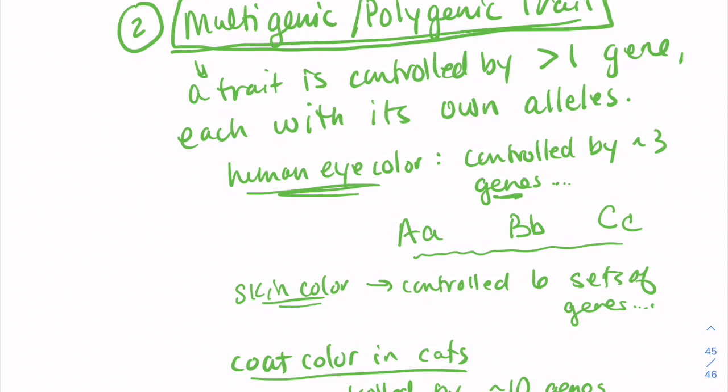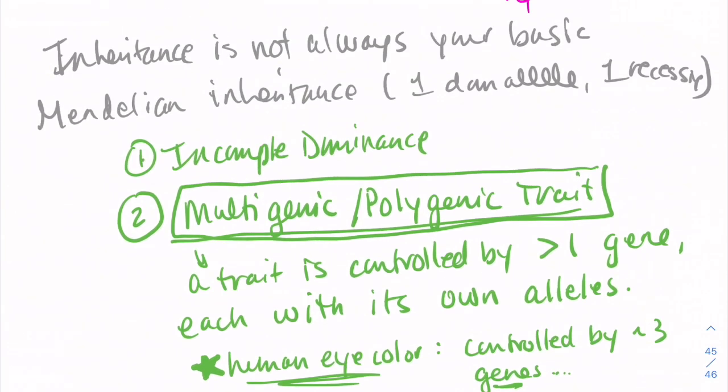But I do want you to know that coat color in cats is an example of a multigenic or polygenic trait. Skin color, human eye color. None of these are easy to predict. It's a very complex inheritance pattern. All right, so things are not always that easy.